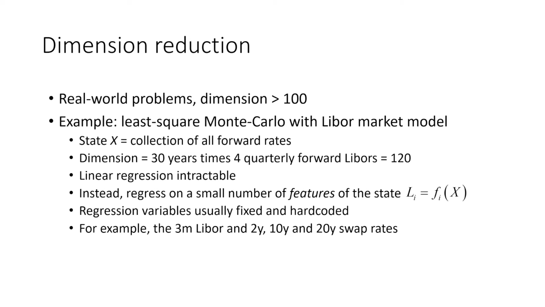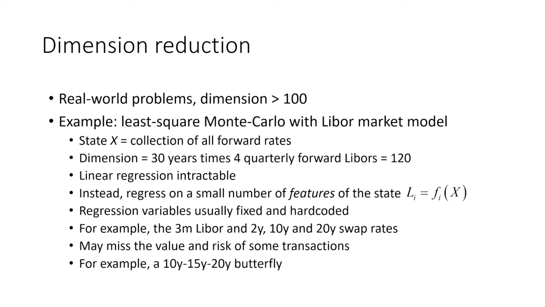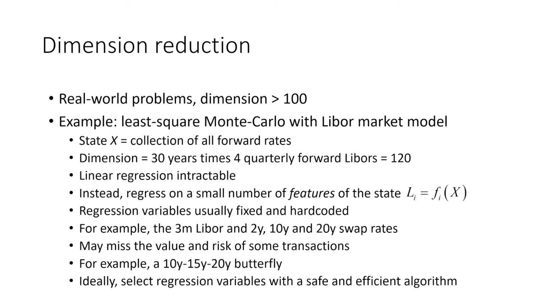One reasonable strategy is to pick a few swap rates on the curve, like 3 months, 2, 10, and 20 years, but there is a potential to miss the value and risk of certain transactions, like a 10, 15, 20-year butterfly. What would be really useful is an efficient algorithm to automatically pick the relevant regression features with safety guarantees.